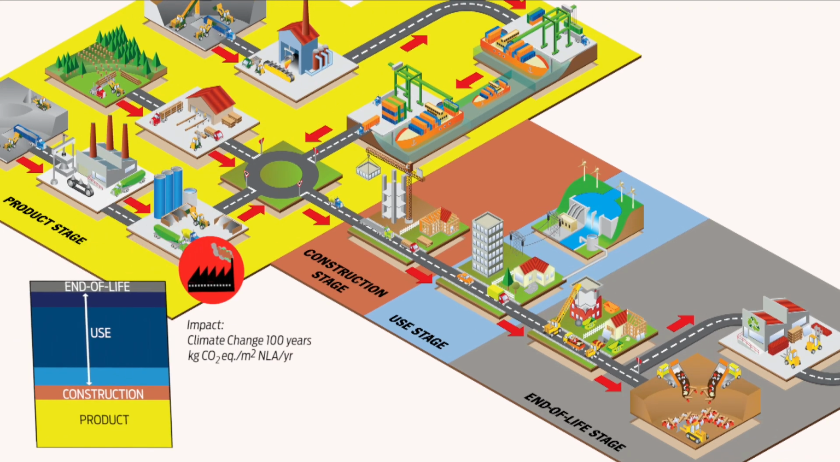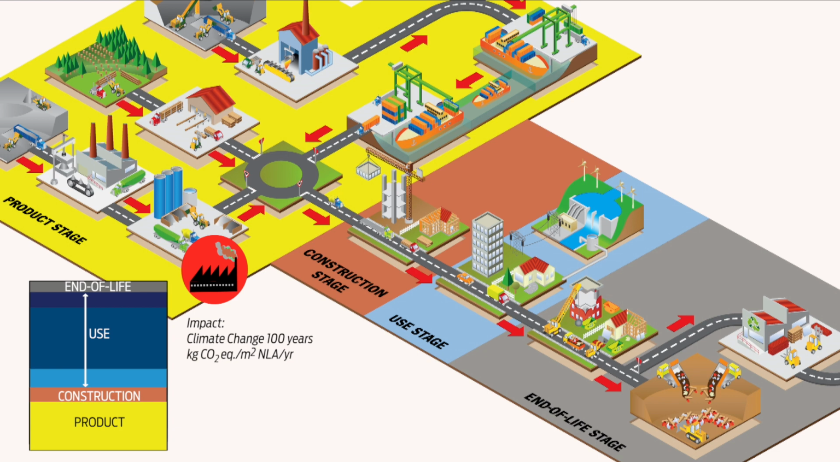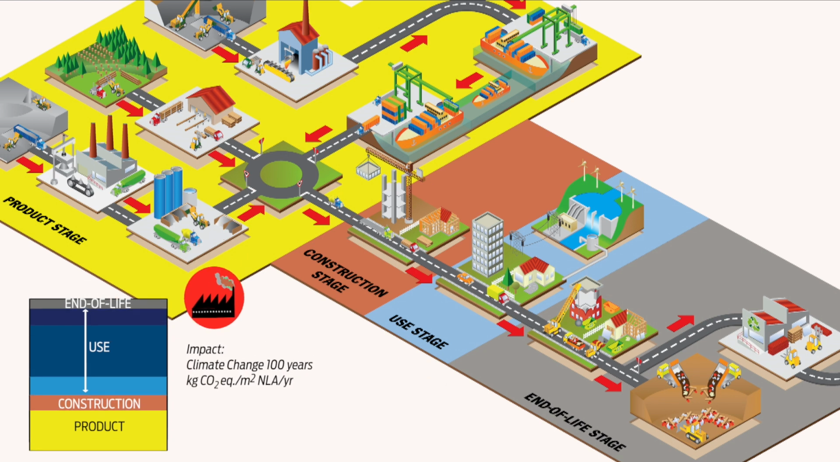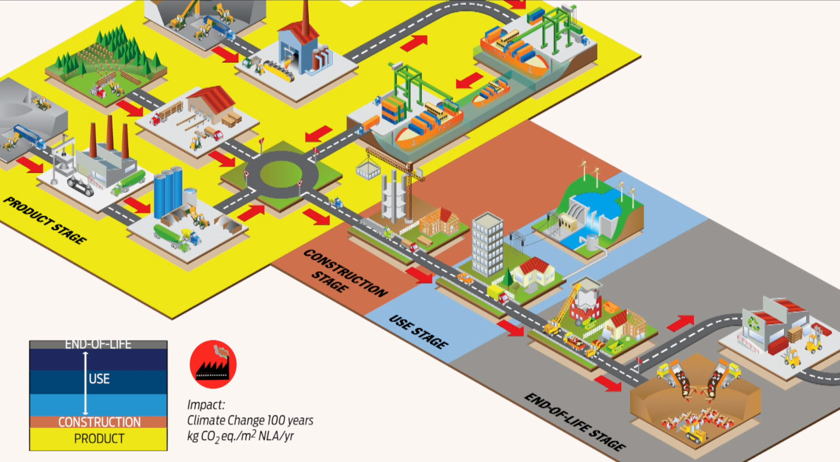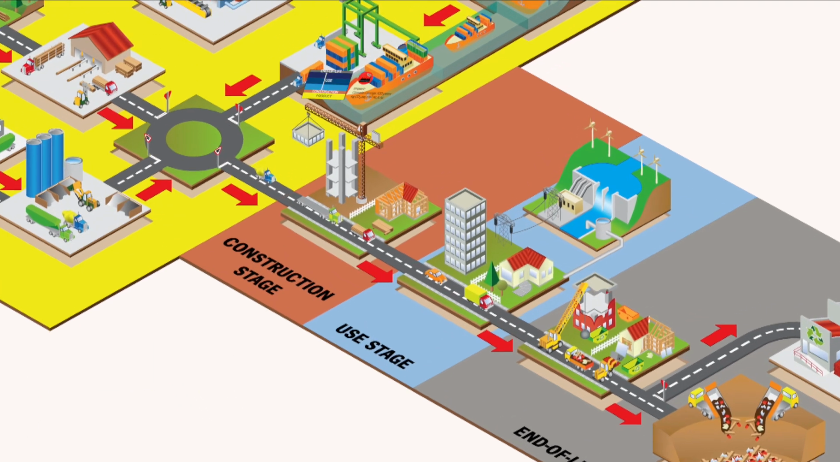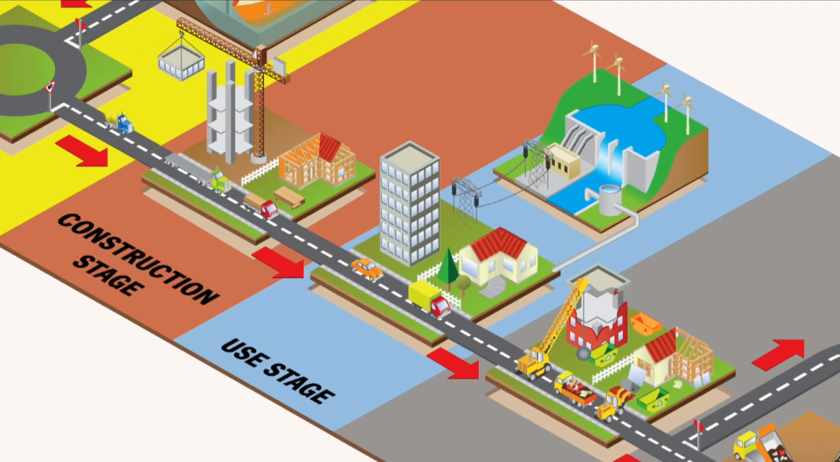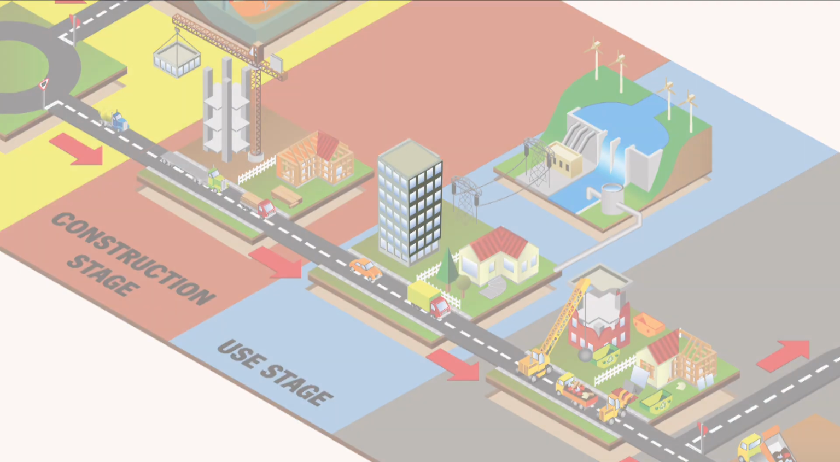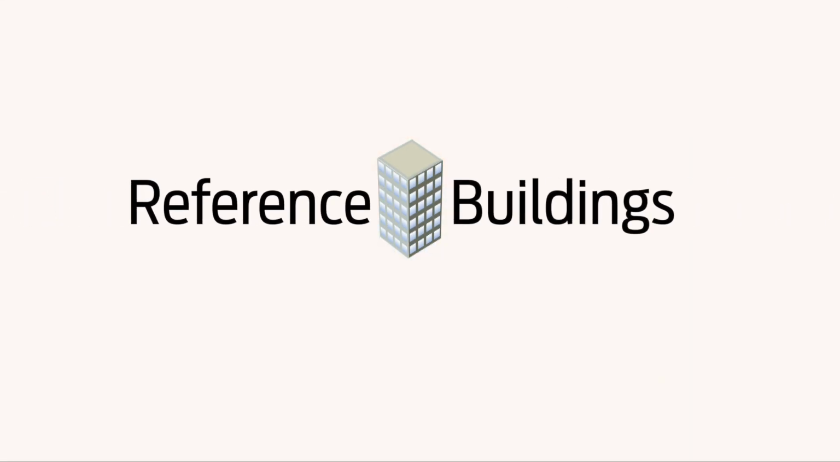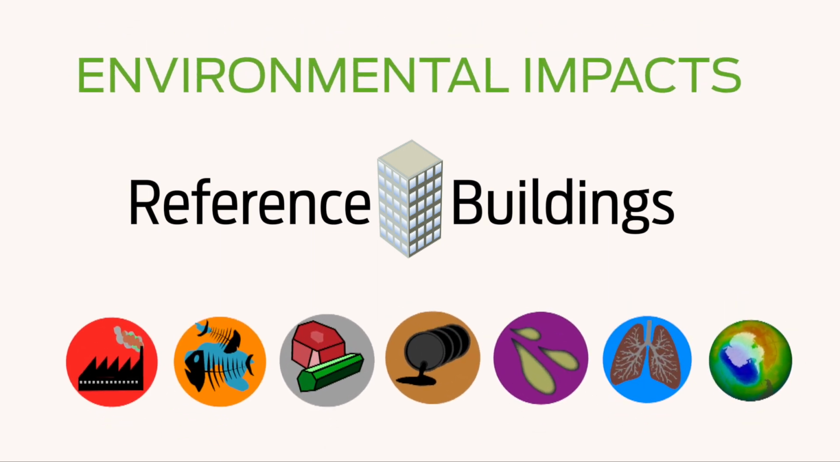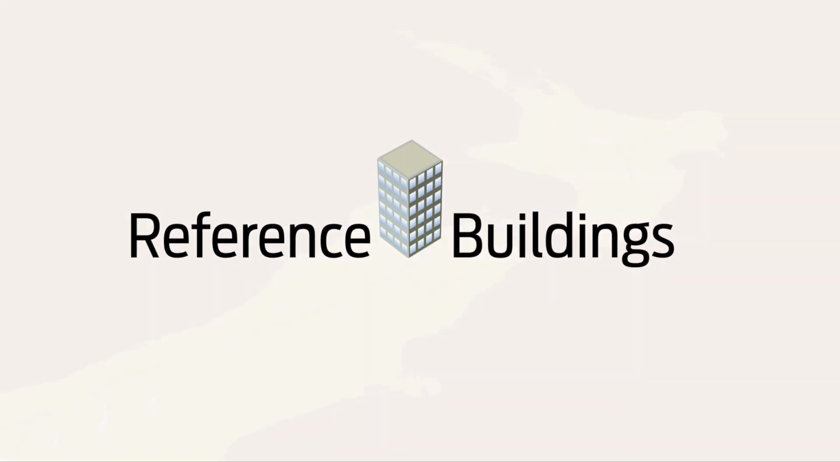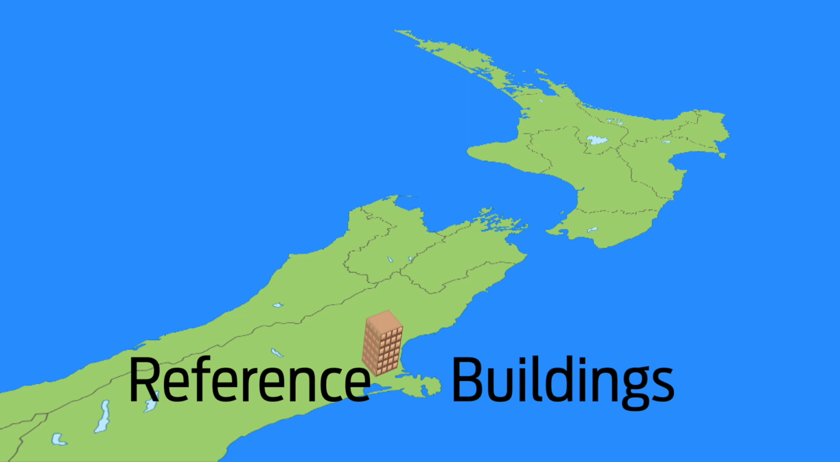This builds up a picture where we can see the parts of the life cycle that contribute the most to environmental impacts. If we do this early in design, we can design out or reduce those impacts significantly. To assist in designing office buildings with lower environmental impacts, reference buildings can provide the initial information about potential impacts. BRANZ has developed 10 reference office buildings with a range of materials, sizes, energy use and locations within New Zealand.